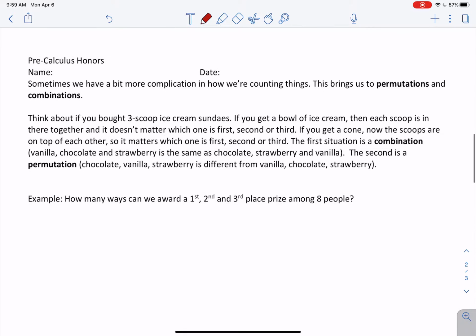So now let's move on into when we get a little more complicated in counting. This is where permutations and combinations come in. Now these are 2 big words that mean slightly different things. And so think of the difference. This is what I think of. Think about buying ice cream.